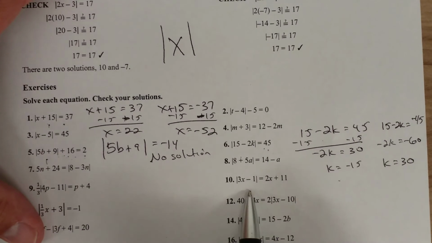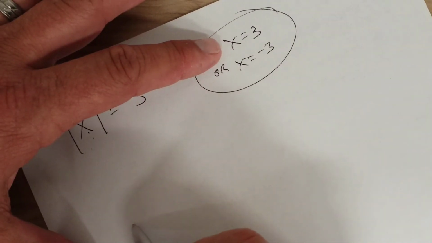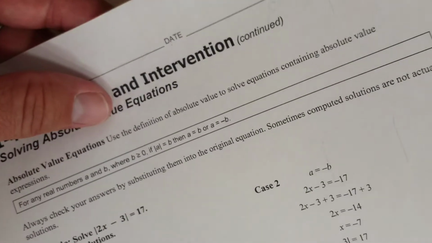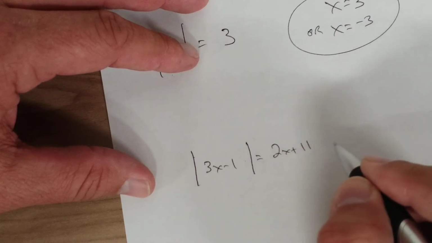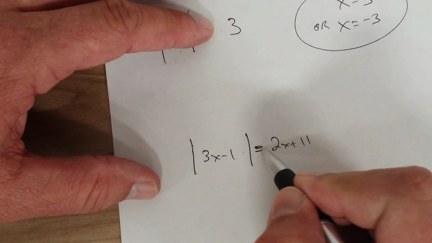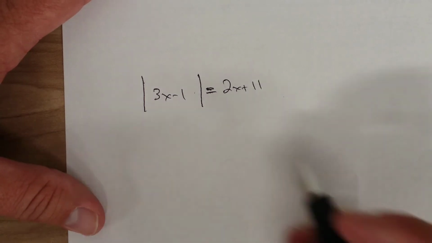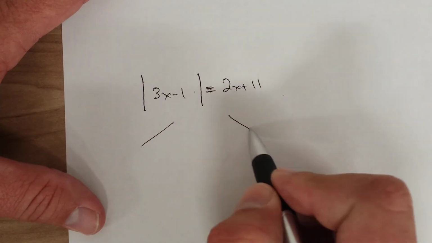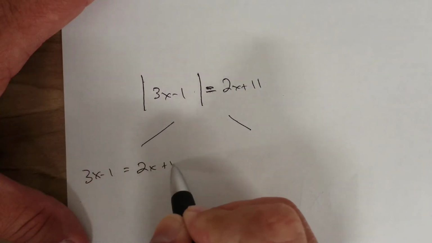So let's look at a question like number 10. I'm going to turn the page over. It says the absolute value of 3x minus 1 equals 2x plus 11. Okay? I'm going to work it two ways. I'm going to work it once, just like it looks, but I'm going to drop the bars. 3x minus 1 equals 2x plus 11.